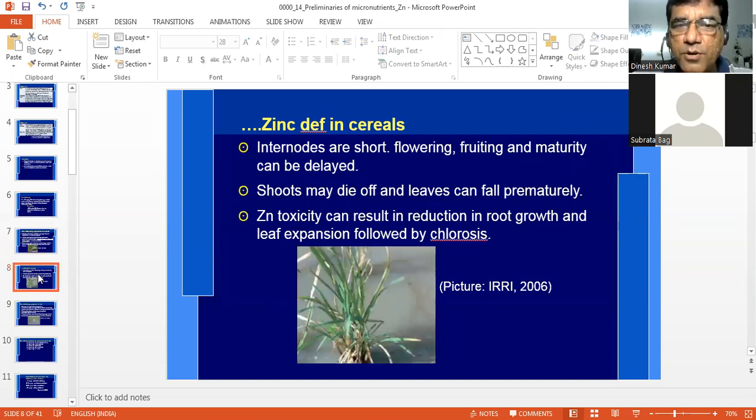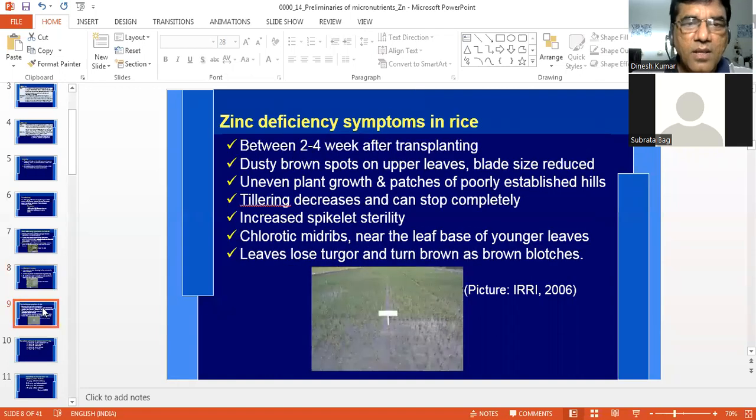In cereals, internodes are short, and flowering, fruiting, and maturity can be delayed. Shoots may die off, and leaves can fall prematurely. Zinc toxicity can result in reduction in root growth and leaf expansion followed by chlorosis. Ultimately, it has been seen that due to severe zinc deficiency, there is no grain filling, and the spikelets may remain empty. That is also a kind of symptom in rice and wheat.